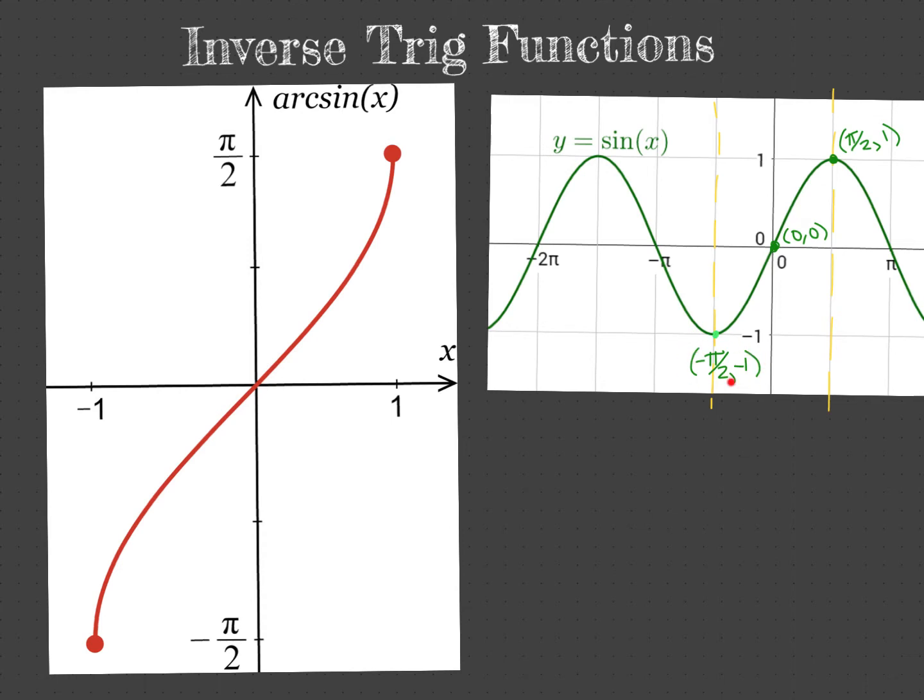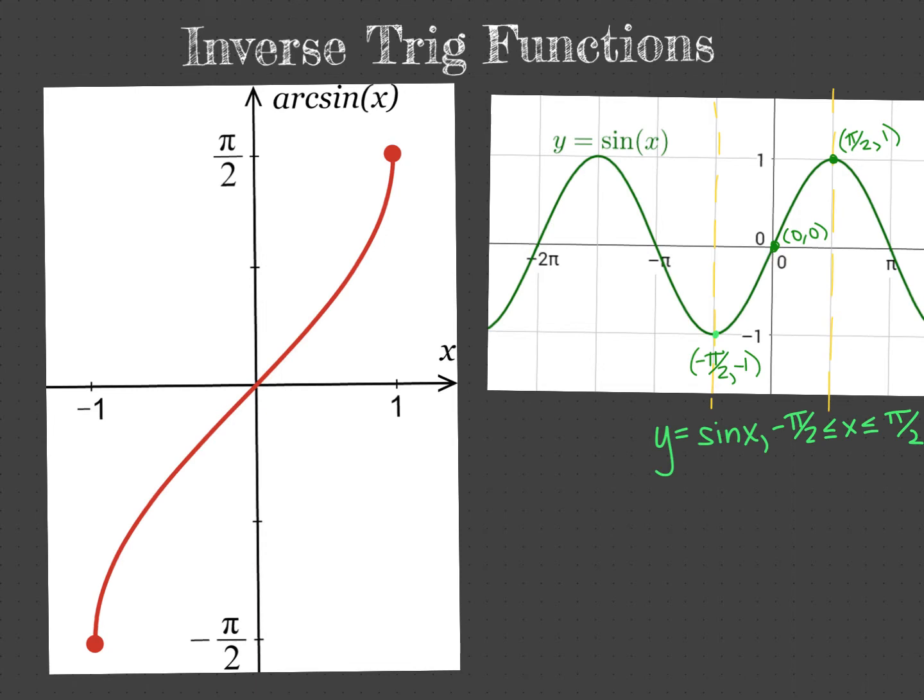So over here we had the point negative pi over 2 comma negative 1 on the original sine curve. So on its arcsine, its inverse sine, it should be swapped. The point negative 1 comma negative pi over 2 is in fact on here. 0, 0, if we take the inverse of that, it's still 0, 0. And then over here, we can clearly see we have the coordinate point 1 comma pi over 2.